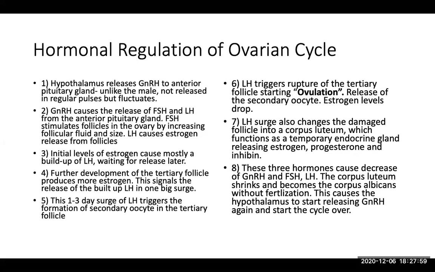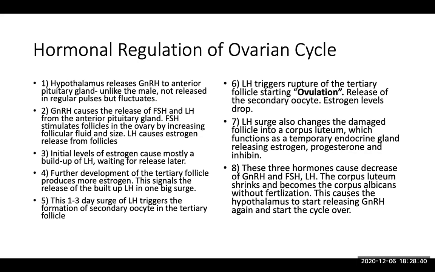So same type of hormonal control. Your hypothalamus will release GnRH. It's not released in pulses like the male, but it'll fluctuate in females. GnRH will cause the release of FSH and LH. FSH will stimulate the follicles in the ovary by increasing follicular fluid and size, and luteinizing hormone causes estrogen release from the follicles. The initial levels of estrogen cause mostly a buildup of luteinizing hormone waiting for release later, and then further development of the tertiary follicle will produce more estrogen, and this will signal the release of the built-up LH in a big surge.